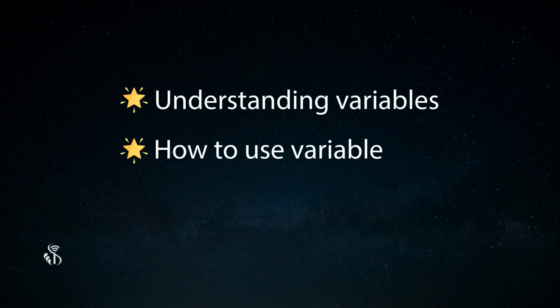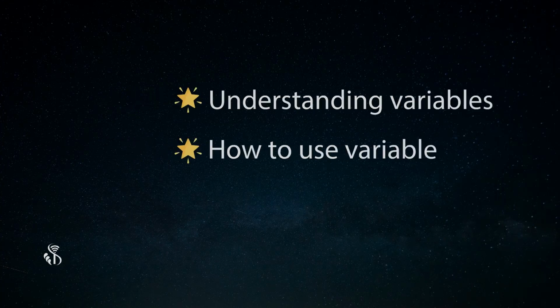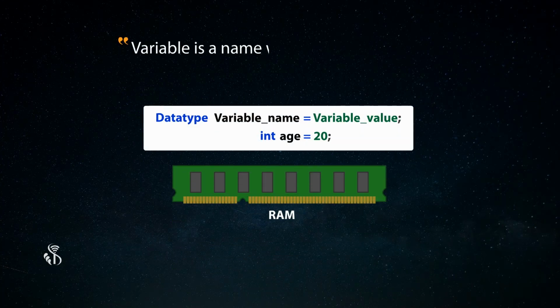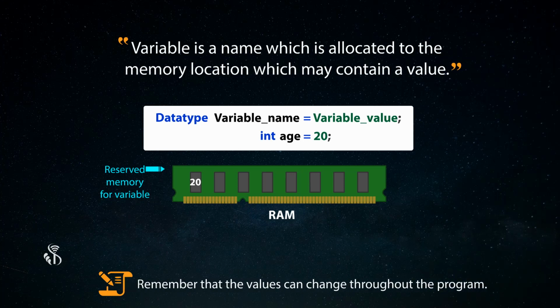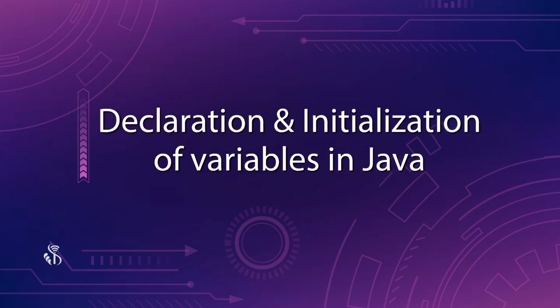Understanding variables and how to use them is very fundamental to Java programming. A variable is a name allocated to a memory location which may contain a value. Remember that the values can change throughout the program. Declaration and initialization of variables in Java.